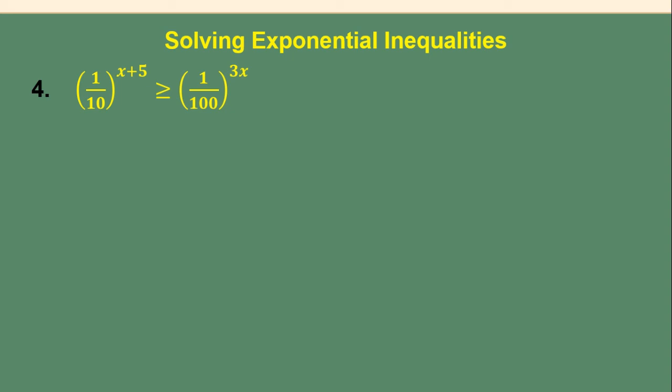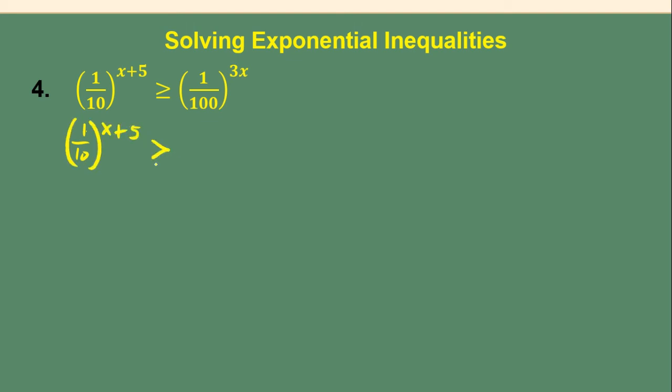Number 4: 1 over 10 raised to x plus 5 is greater than or equal to 1 over 100 raised to 3x. First, we are going to set both sides of our inequality to the same base. This time we will use 1 over 10 as the base. So copy 1 over 10 raised to x plus 5.